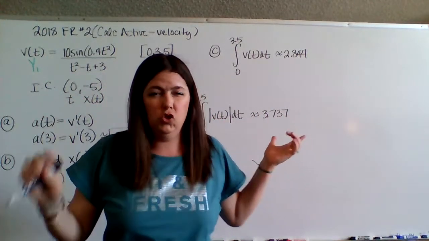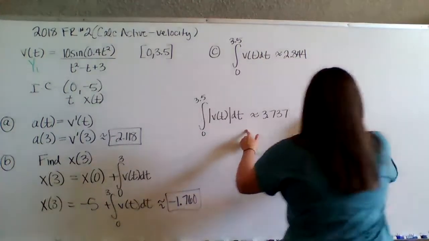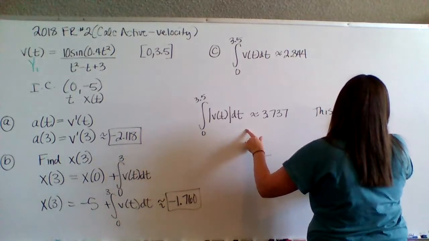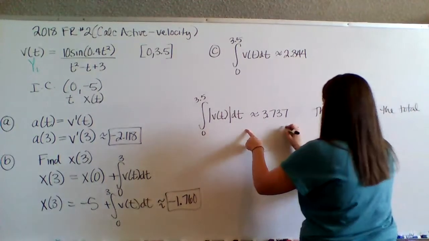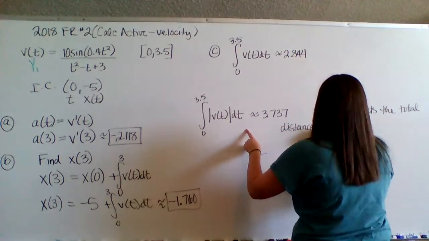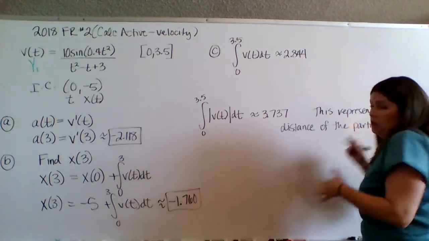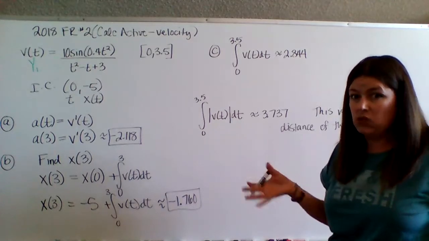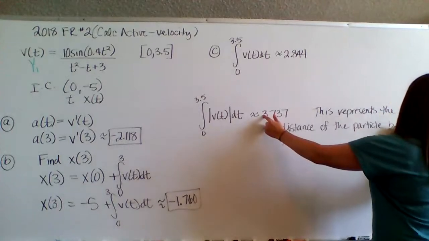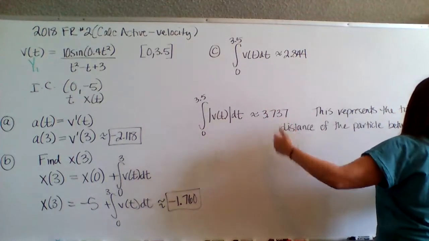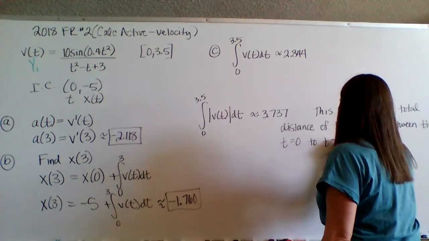So isn't that the shortcut way to calculate total distance? So this represents the total distance. They're going to be looking for that verbiage of the particle. We don't have any kind of units to say. So again, we don't have feet or meters or any kind of units, but it represents the total distance of the particle from time t equals 0 to t equals 3.5.